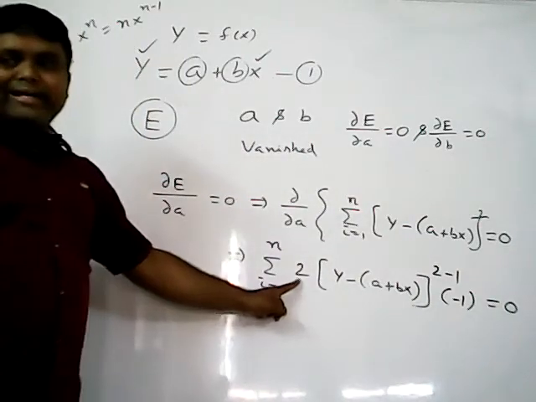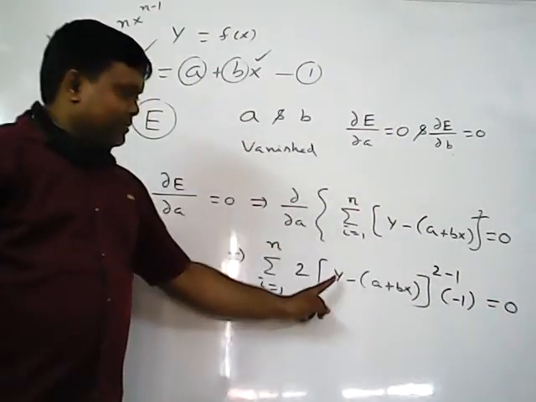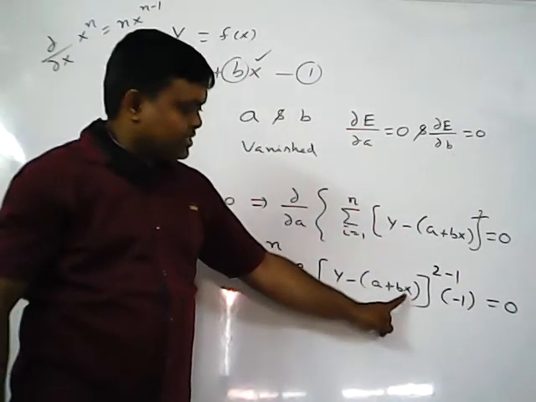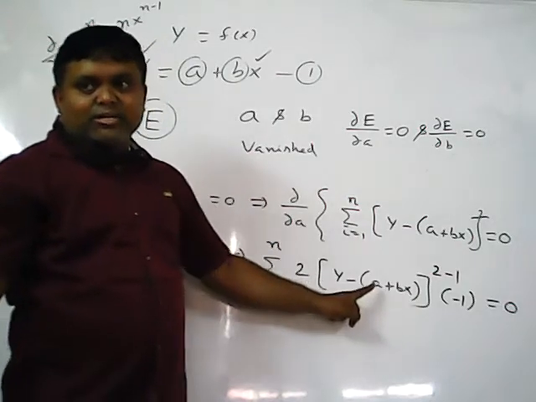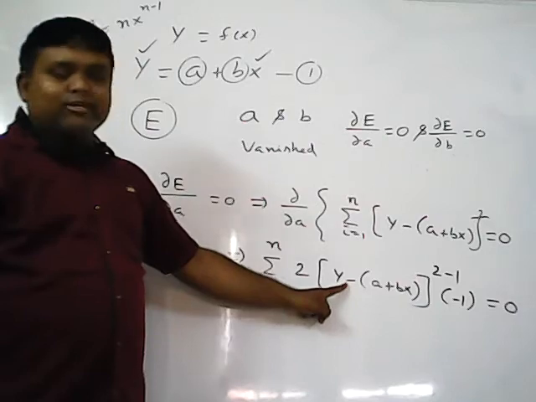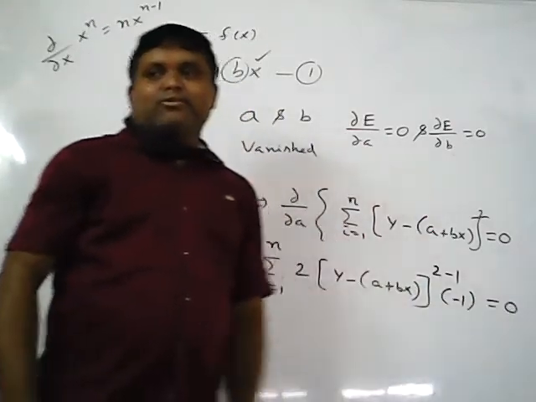So we have n into x power n minus 1. Again, partial differentiation of y with respect to a is 0, and partial differentiation of bx with respect to a is 0. So only the a term exists: ∂a/∂a is 1, and then 1 into minus 1 is minus 1, which is equivalent to 0.